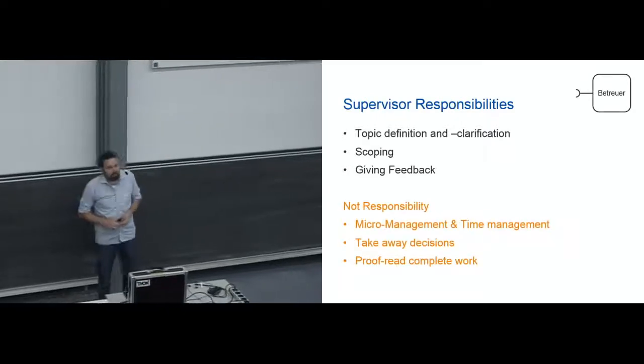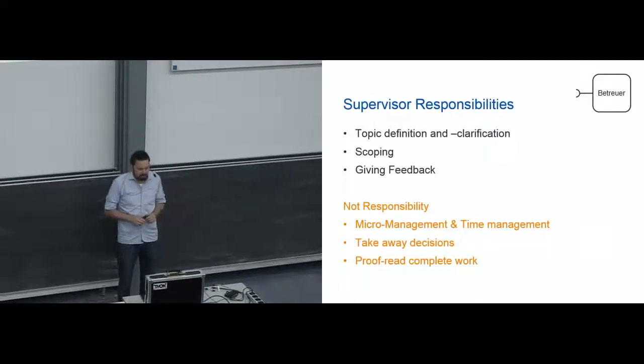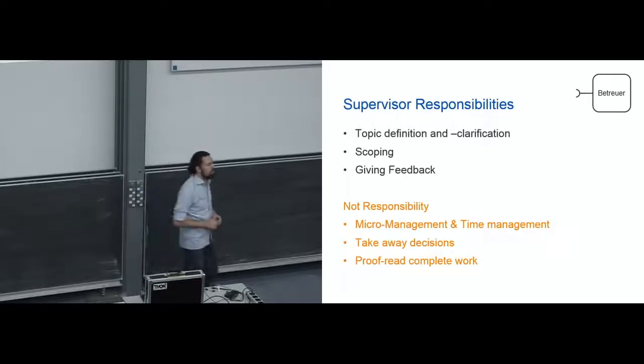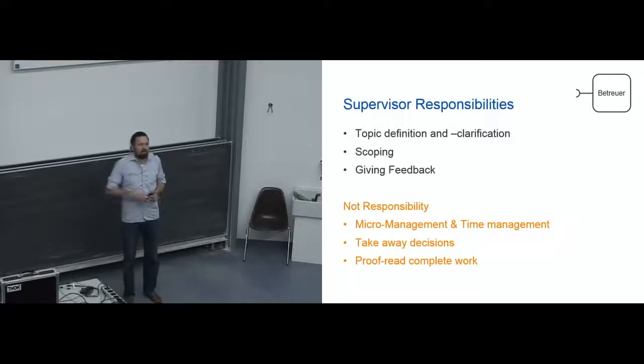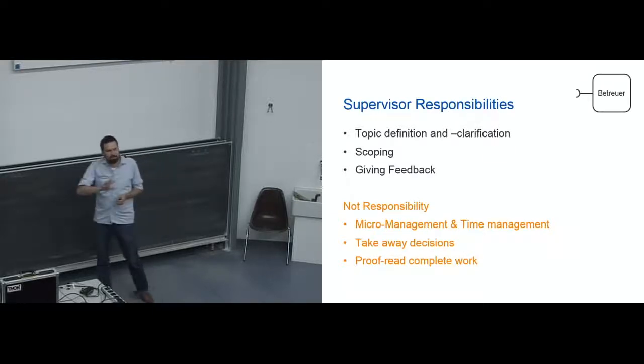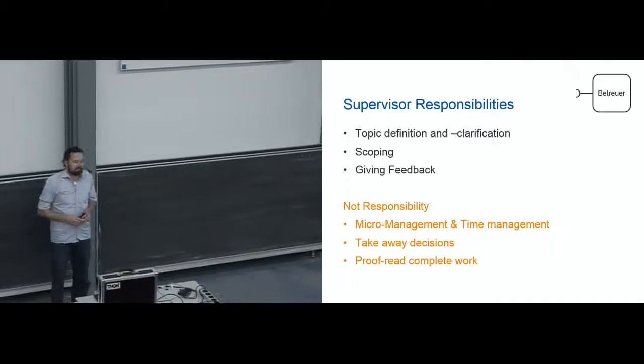It's not the responsibility of the supervisor to micromanage you or to do your time management and to take away decisions or to proofread the complete work. So it's good to have somebody proofread the complete work, but as a supervisor, if I proofread too much and give too much detailed feedback very many times, at some point it feels like reading my own work, and then it's very hard to grade that. So give some text to your supervisor to get feedback on your writing style, but don't expect your supervisor to read the entire work.